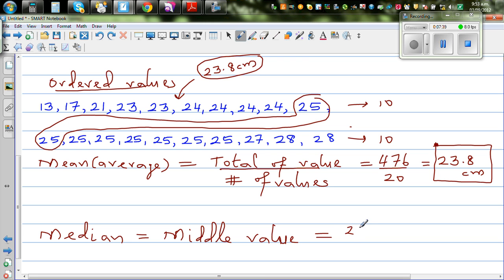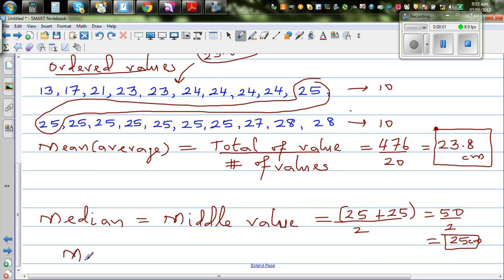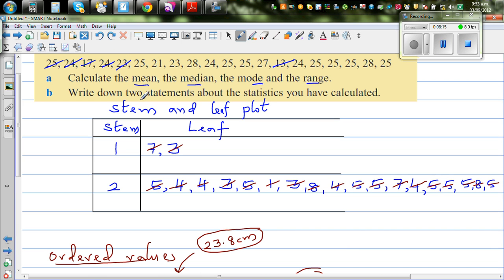So that is 25 plus 25 divided by 2, which is 50 divided by 2, which is 25. Now this is more accurate than the mean. So the median is 25 centimeters. The median foot length of year 9 students is 25 centimeters. I want you to think why this is more sensible than 23.8.